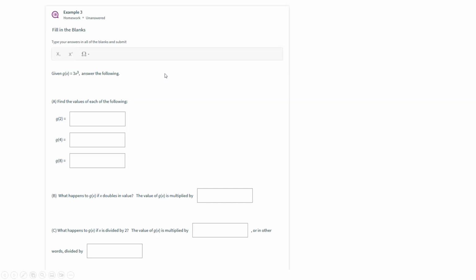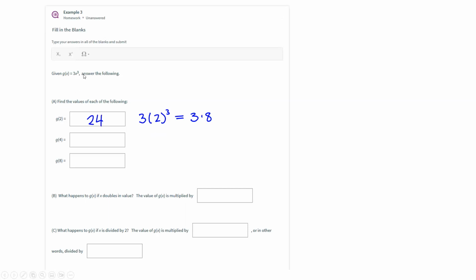In this problem here, you're going to see some very similar behavior that you saw with the volumes and surface areas in the previous two examples. You're given this function, g of x equals 3x cubed, and you're to answer the following. The first one asks you, what's g of 2? Well, for this one here, just substitute 2 in for the x in this formula, and you're going to get 3 times 8, which is 24.